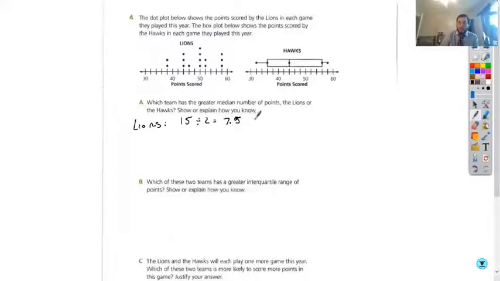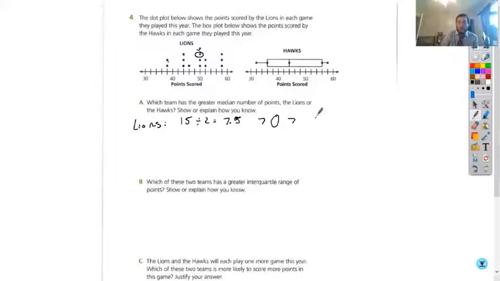So if we want to find the number that's in the middle, there's going to be 7 numbers before and 7 numbers after our median there. So if I wanted to find the median, I'd start and count to find the 7th piece of data. So we have 1, 2, 3, 4, 5, 6, 7. And then the 8th piece of data is our median. So the median here is 50.